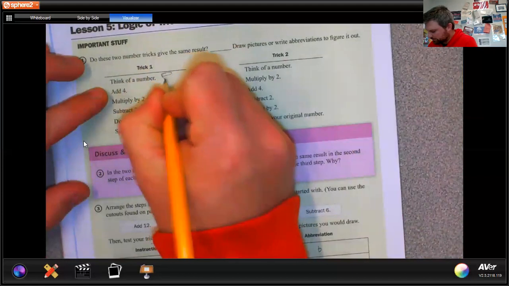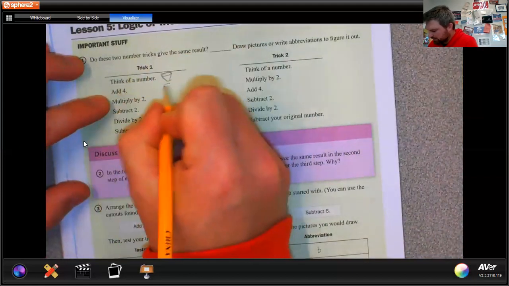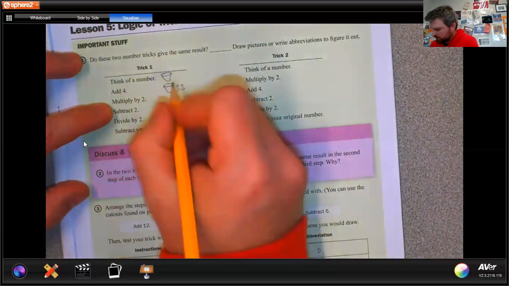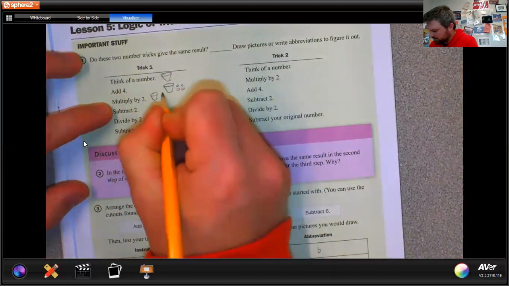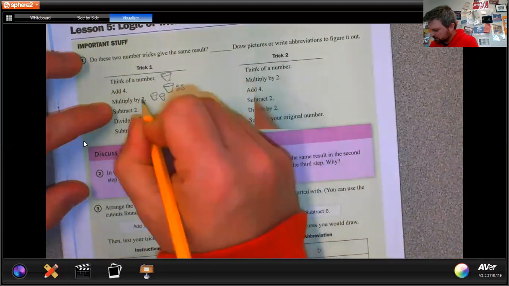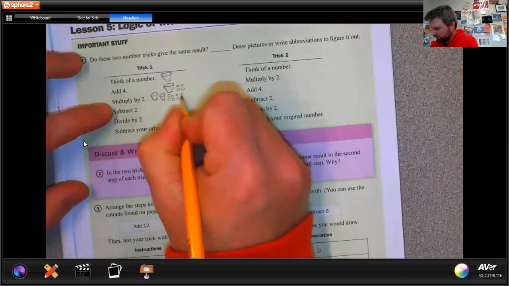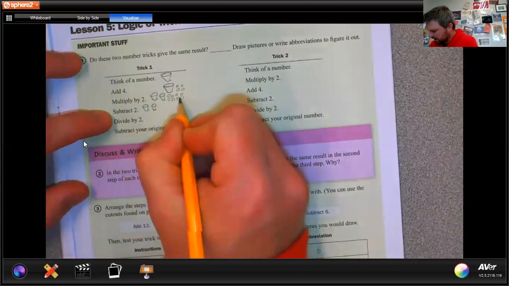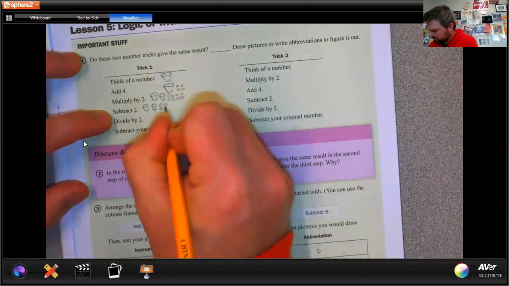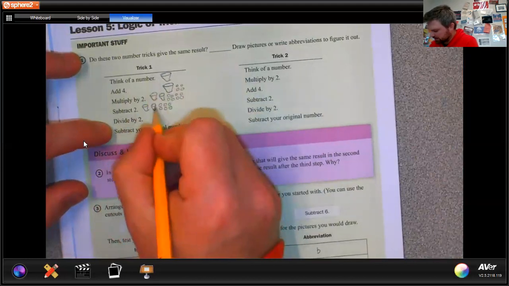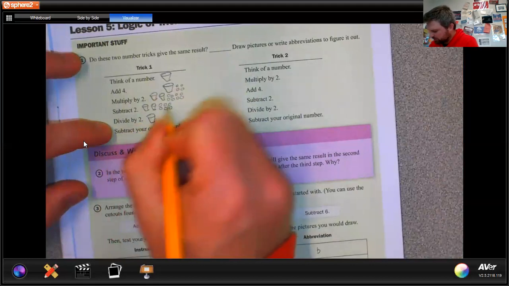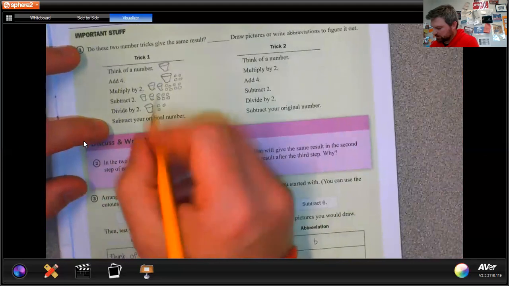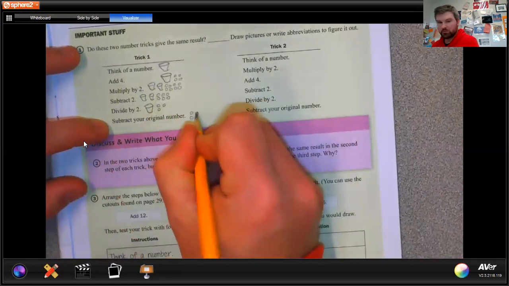That's a bucket. Add 4, so that gives me a bucket and 4 marbles. Multiply this by 2. Instead of 1 bucket, I'll have 2 buckets, and 4 times 2 gives 8 marbles. Subtract 2. I still have the 2 buckets, but now instead of 8 marbles, I have 6 marbles. Divide by 2. So 2 buckets divided by 2 is 1, and 6 marbles divided into 2 is 3. Subtract your original number. That was my bucket, so if I get rid of my bucket, I have 3 marbles.